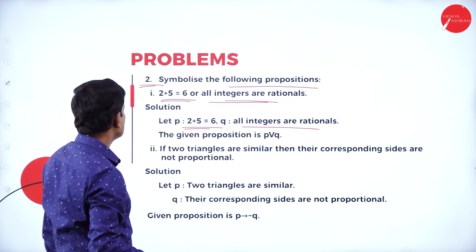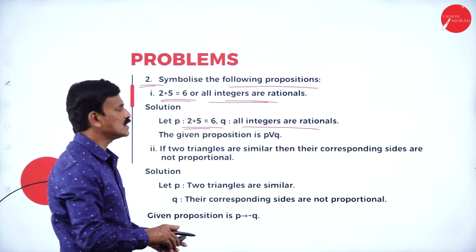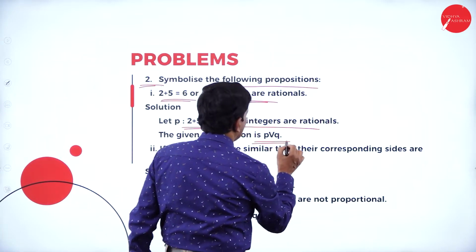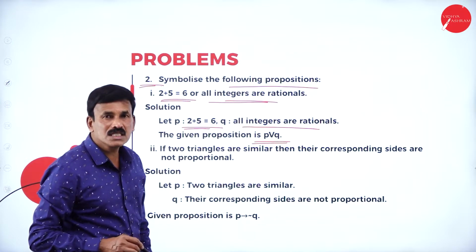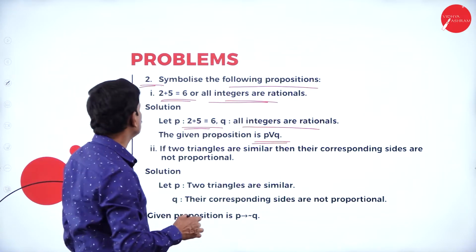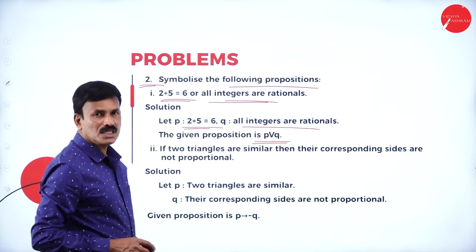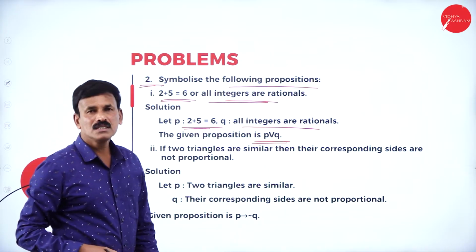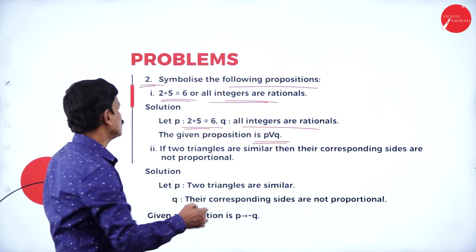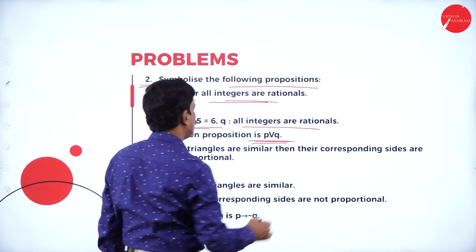All integers are rational. Then the given proposition is P or Q. P or Q is nothing but P disjunction Q. That is, 2 plus 5 is equal to 6 or all integers are rational is nothing but P disjunction Q, that is P or Q.